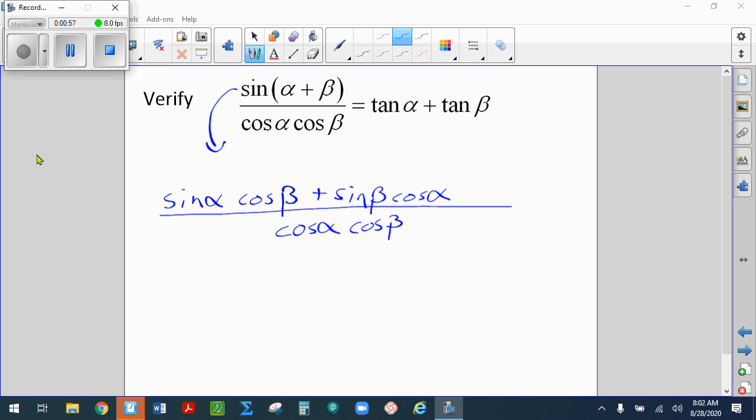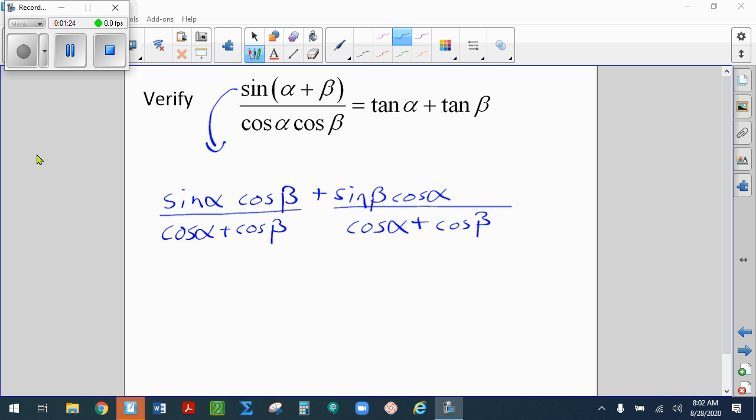One of our strategies that we listed for working with identities was to split up fractions. So instead of having this as one fraction over cosine alpha cosine beta, I can and will write it as two fractions. You need to be careful when you're working with fractions that you're not doing math you're not allowed to do. But you can check this.